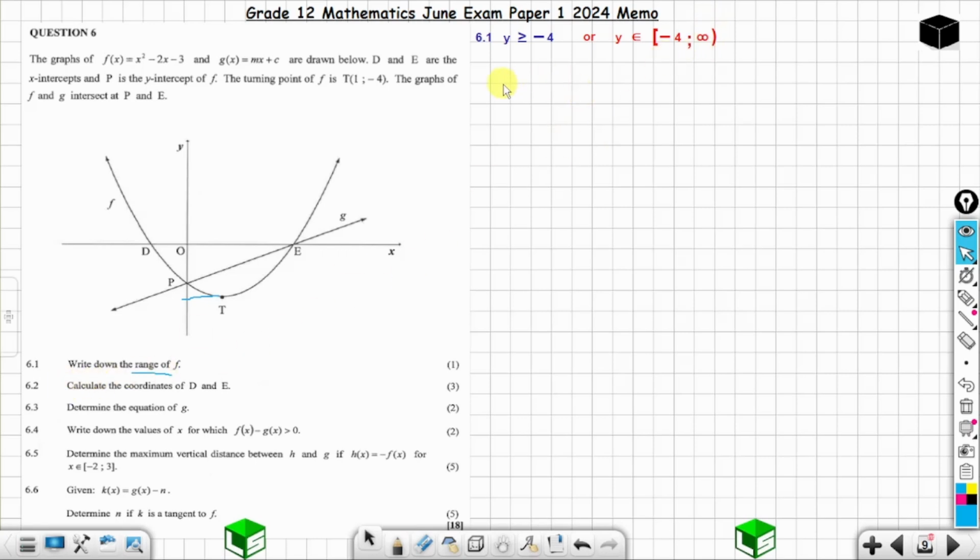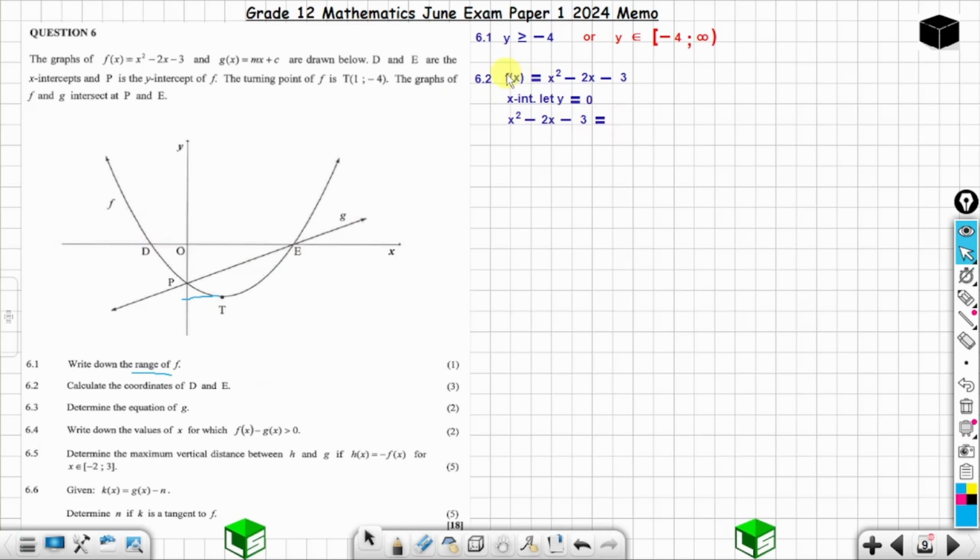Now 6.2, calculate the coordinates of D and E, 3 marks. So D and E are the x-intercepts of f. You are given the equation of the graph of f. To find the x-intercept, you let y equal to 0. This is y.